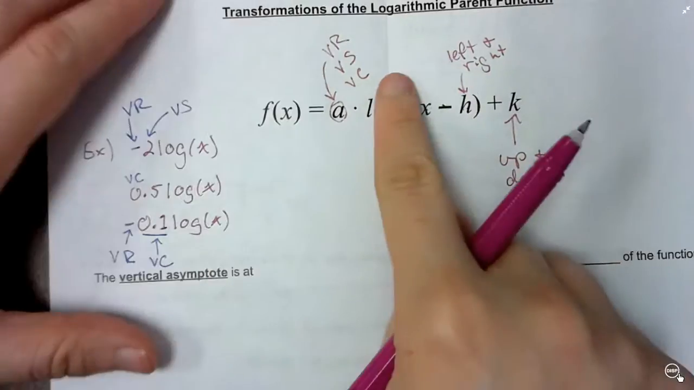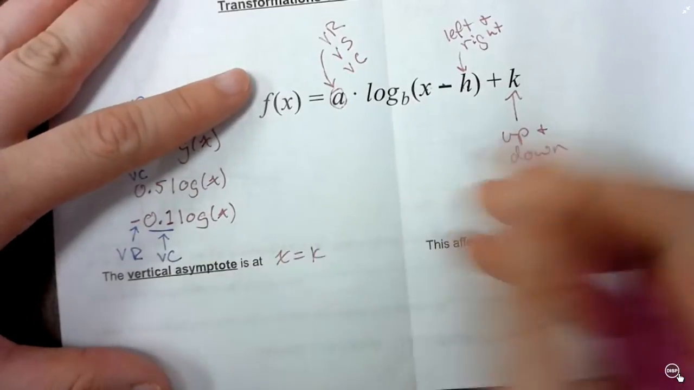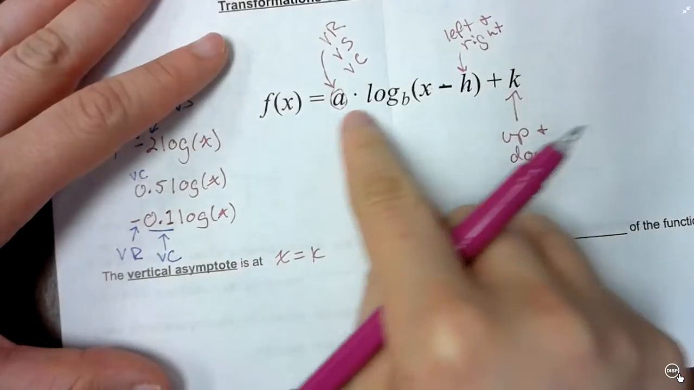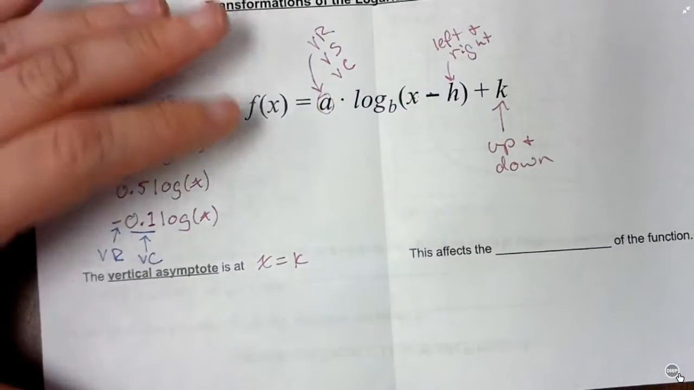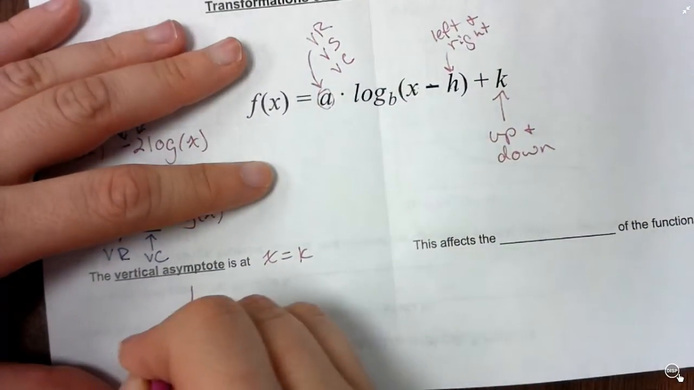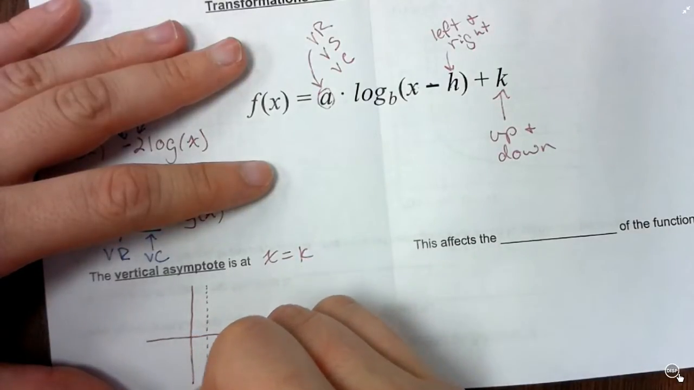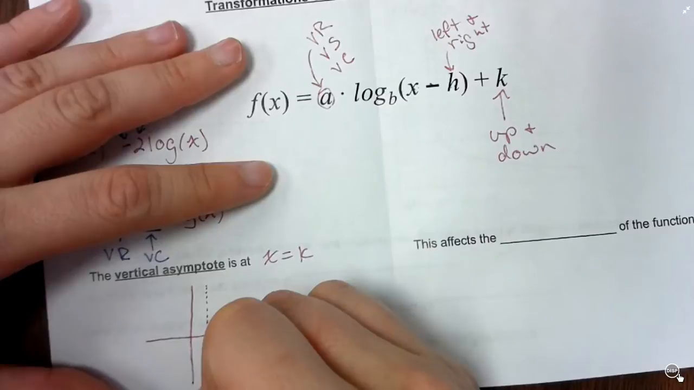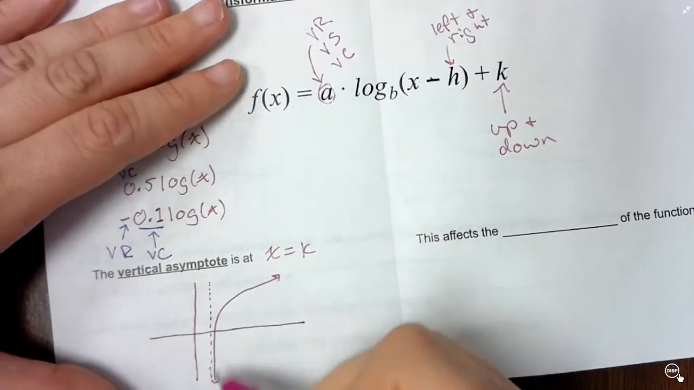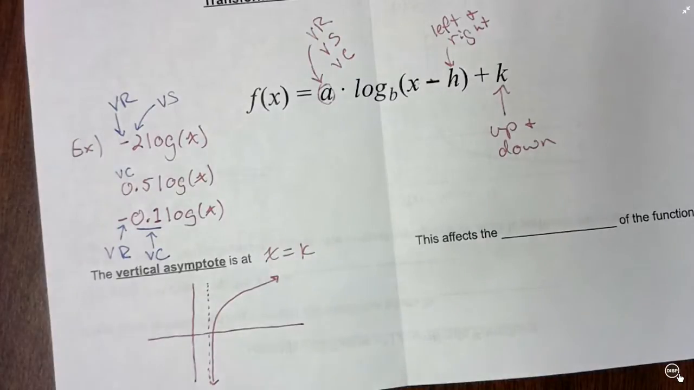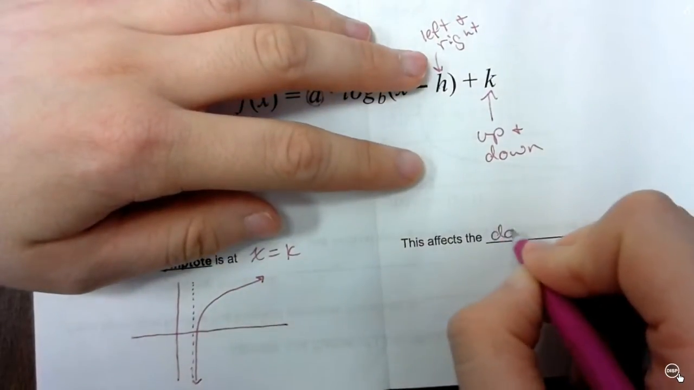Now, logarithmic functions also have a vertical asymptote, which is at x equals h. So whatever this number is, as long as your function is written in this form, that's going to be your vertical asymptote. And you can see it real easily on the graph too, because you won't necessarily see the dotted line depending what calculator you use, but you will see a pretty obvious, almost vertical portion of the graph there. And this affects the domain of the function.